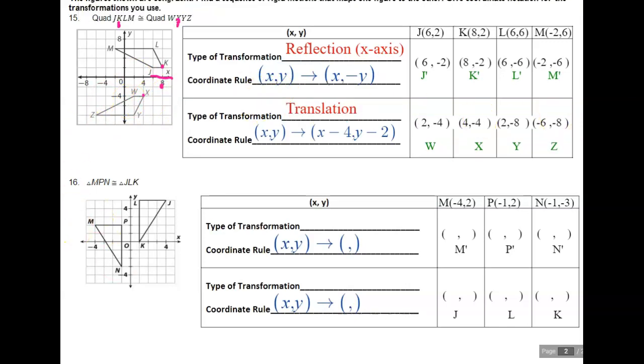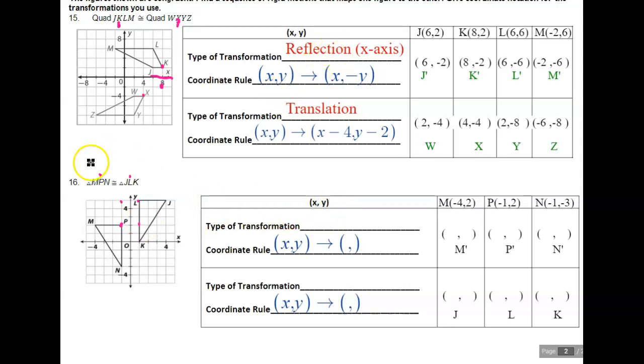Okay, for the last one, we just need to map triangle MPN to JLK. So I need to go from here over to here. All right, so a couple ways of doing this. You can reflect. Let's see here, I need to get point P to point L, right? So you can reflect this over and then move it up 3, or we can move it up 3 and then reflect over. But either way, we're going to do those two transformations: reflection over the y-axis, and a translation up 3.